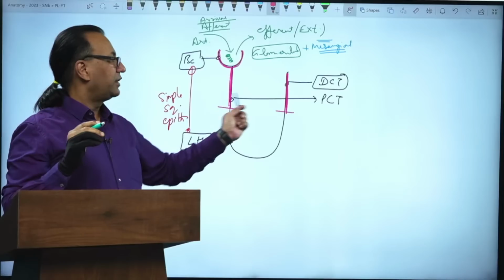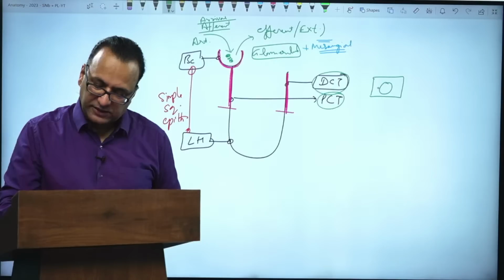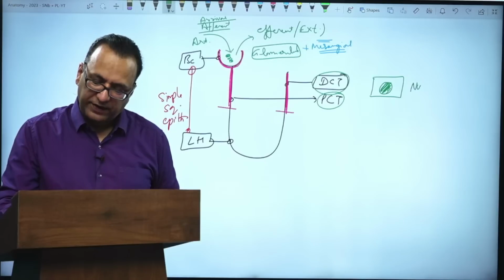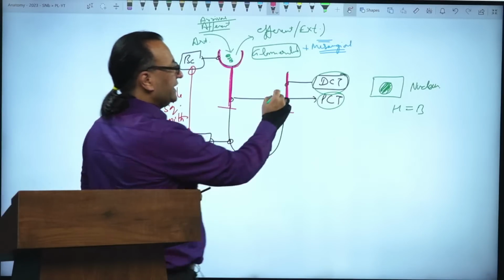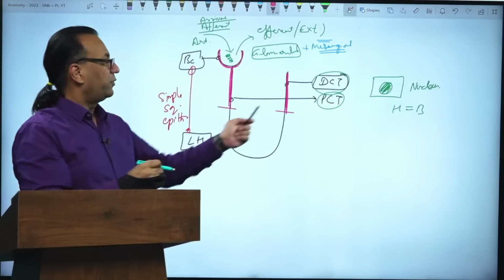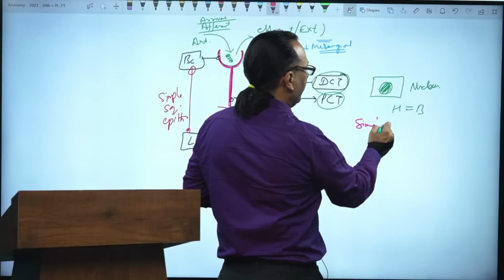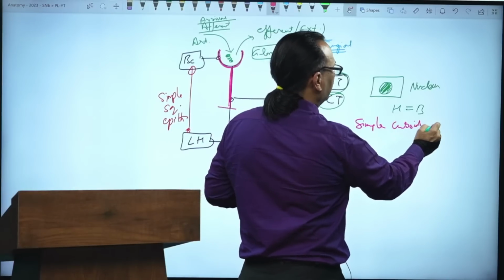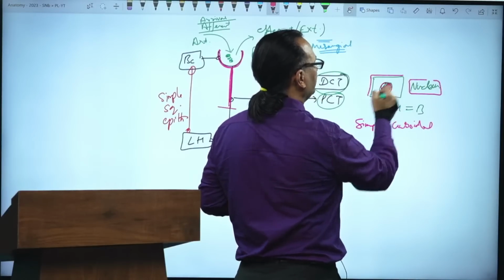Simple cuboidal epithelium. Now when you say this is a simple cuboidal epithelium, maybe PCT or DCT, how do you identify cuboidal epithelium? There will be a central spherical nucleus, and height of the cell is equal to breadth of the cell. So this is how we identify the proximal convoluted tubule and distal convoluted tubule, because they'll be having simple cuboidal epithelium, and the cells are such that they have a central spherical nucleus and height of the cell is equal to breadth of the cell.